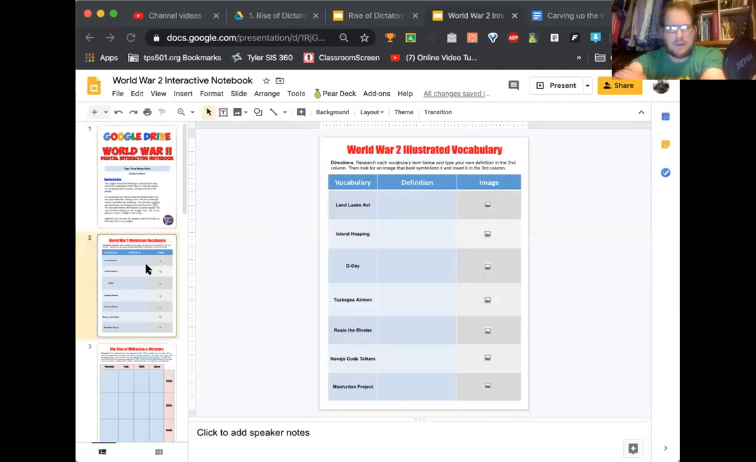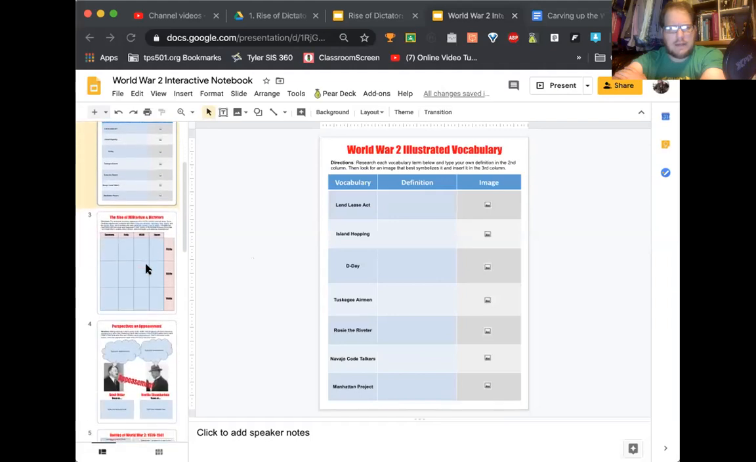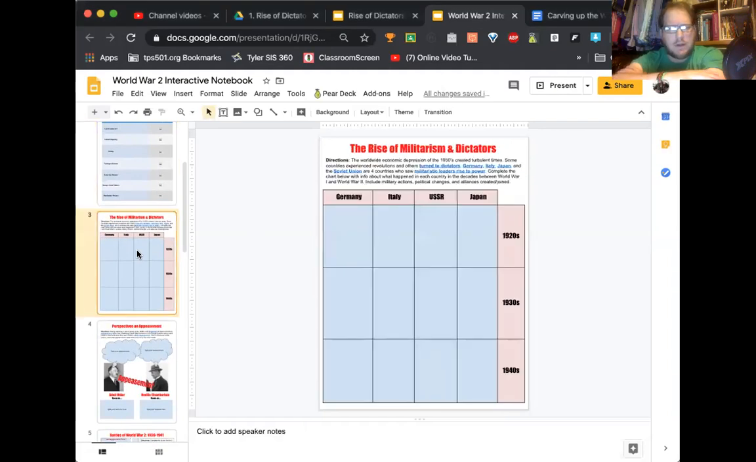We've done a couple of them throughout the semester. When you are looking at the pages that correspond with this set of notes, this illustrated vocabulary you'll work on throughout, since this is a more stage-setting lesson, we don't talk about any of these terms really at this point. But this is the lesson that's the jumping off point for the third page, or the second actual assignment in the interactive notebook, which is the rise of militarism and dictators.